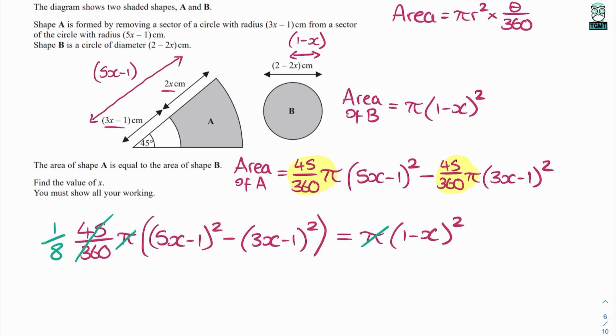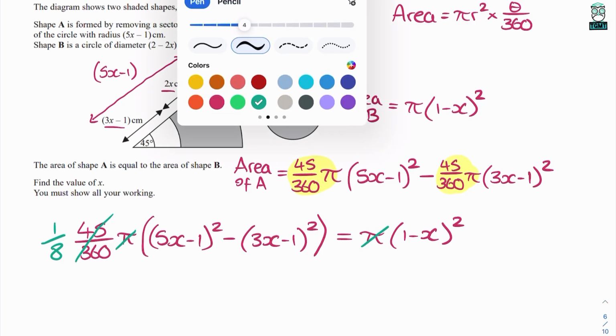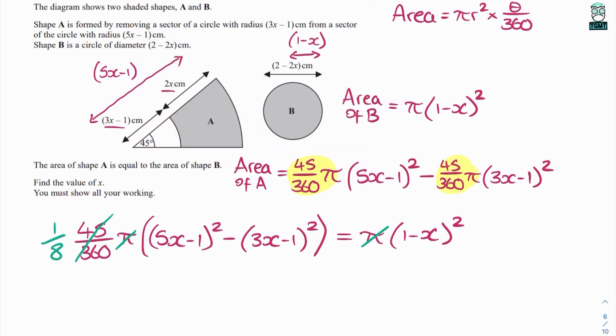Now I think no matter what, we're going to have to start expanding these double brackets. I think that's going to be super important for this next step, so let's just go about doing that. Now, depending on how confident you are on expanding double brackets, you might want to write that out in full. Just to save some space, I'm actually going to expand them a little bit quicker.